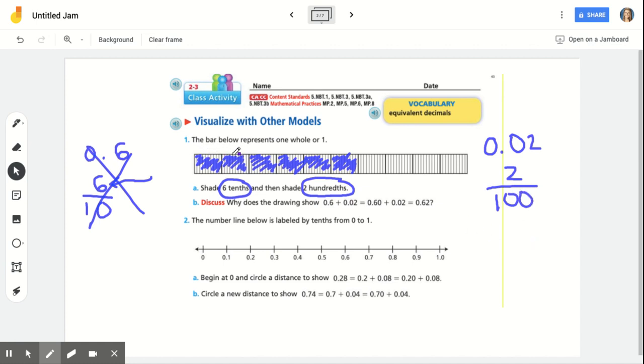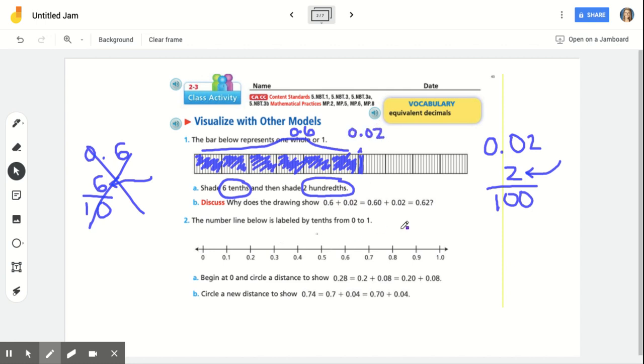If we counted out 100 pieces and we know that we need to shade in just 2, now we're going to look at these smaller lines, and I'm just going to shade in 1 and 2 pieces. So go ahead and do that too. And now we have shaded in here 6/10. Go ahead and label with me. And then this little part here is 2/100.